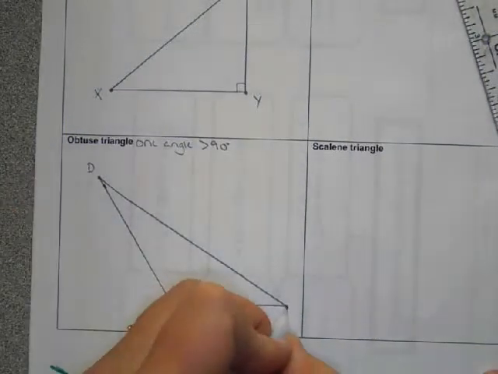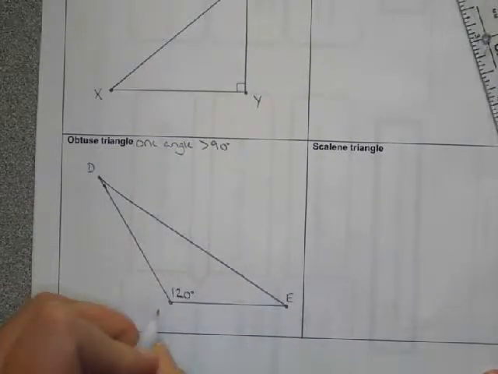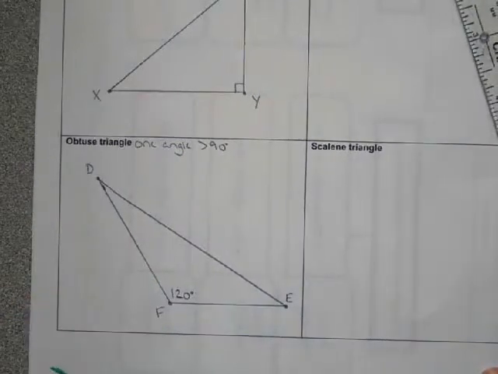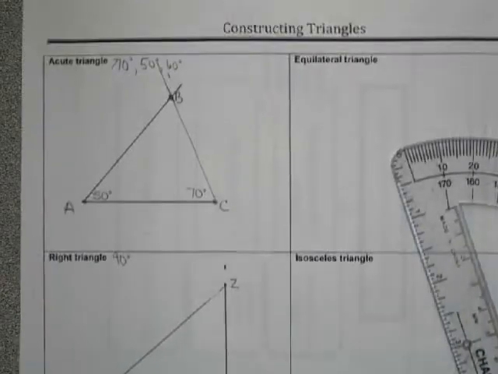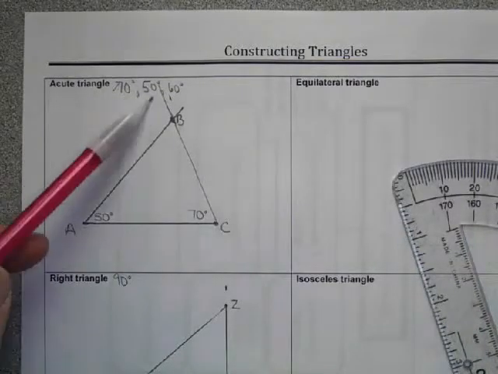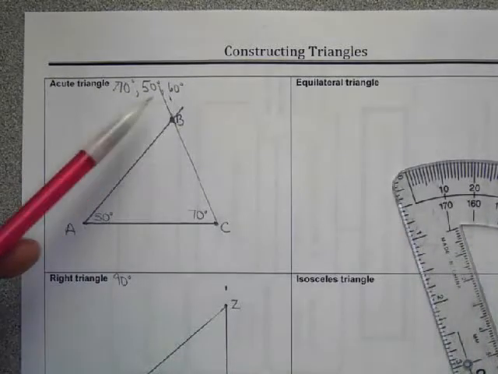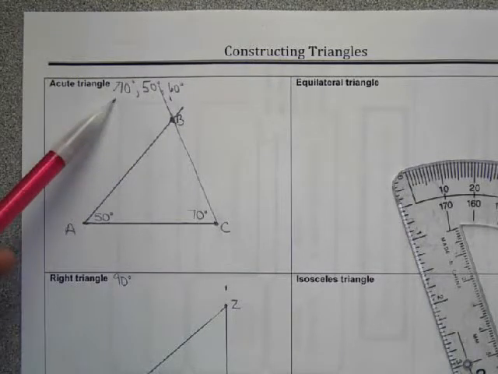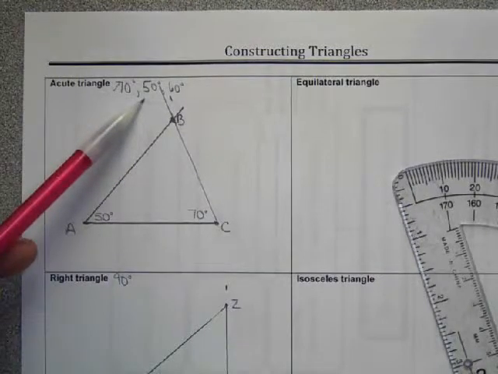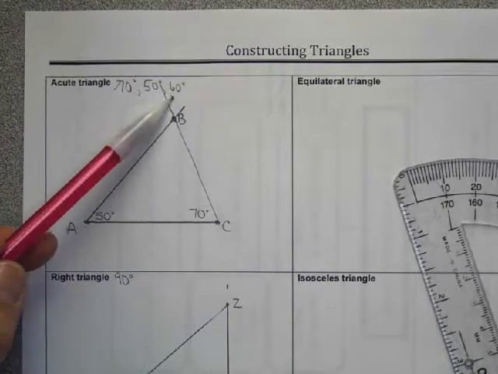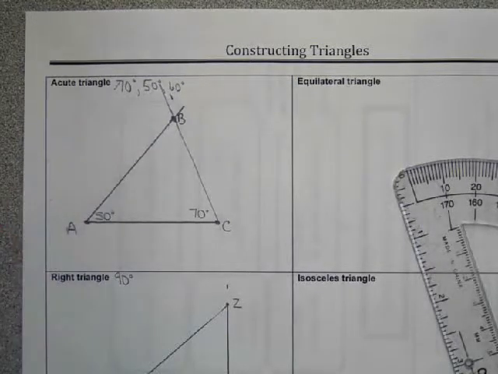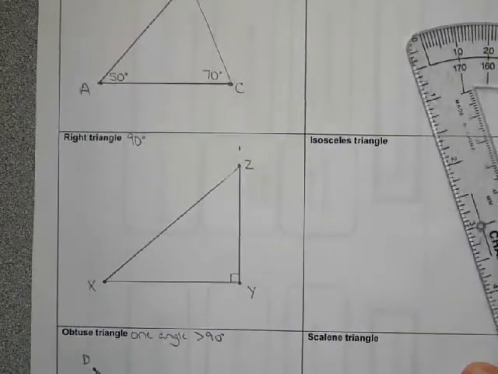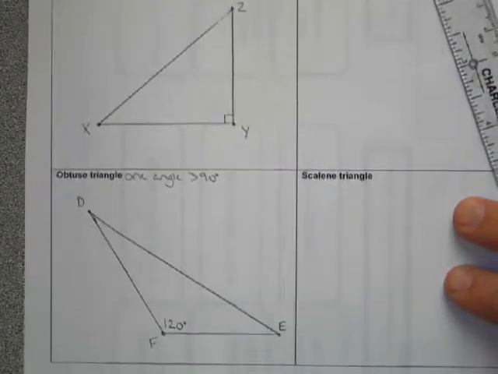So, an acute triangle, all three angles must be less than 90. So I just chose two angles that would add up to something that would give me my third angle less than 90 as well. So all three have to add up to 180 degrees. The right triangle, one 90-degree angle. The obtuse triangle, create one obtuse angle and then connect the ends of that angle and you have your triangle.